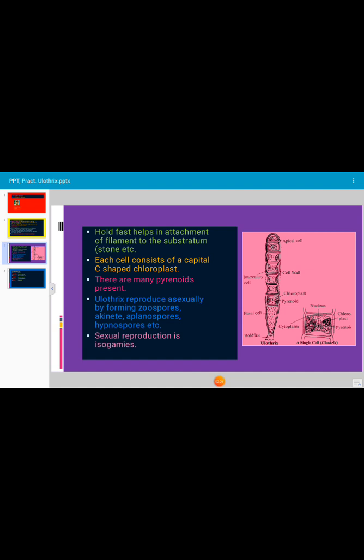Sexual reproduction is isogamous. Iso means similar, and gamous means gametes. That means the alga produces male and female gametes which are morphologically exactly similar in size and shape. When fusion between two such gametes takes place, that type of sexual reproduction is known as isogamous type of sexual reproduction. But these two gametes are physiologically different.